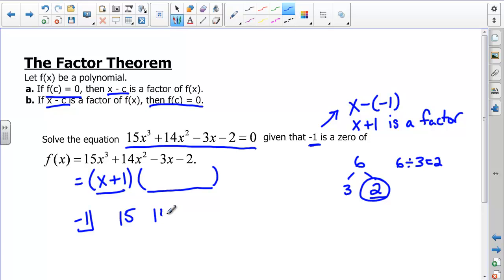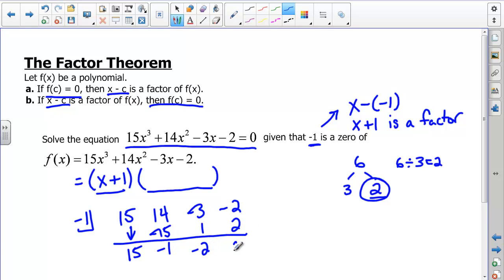15, 14, negative 3, and negative 2. And I should get 0 for my remainder because it is a 0. So negative 1 times 15 is negative 15. Add, I get negative 1. Multiply up, I get 1. That's negative 2. That's 2. That's 0. That's good. And we now know that negative 1 was a 0 because when we plugged it in, we get 0. So that's a remainder. We also know that 15x squared minus x minus 2 is our other factor.